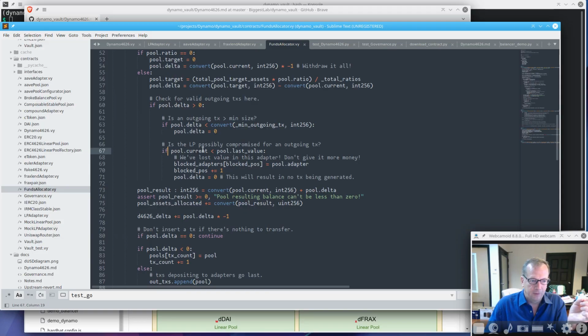We just check if the current pool balance is less than the last pool balance that we saw. We will then, instead of allowing more funds to go into that adapter, block it from receiving any more funds, and we'll show you how that works in our demo. So let's actually go look and see this thing run.